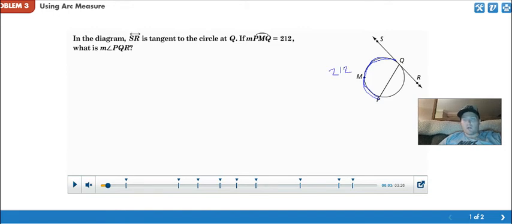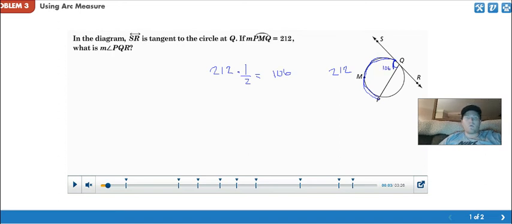If we are trying to find this inscribed angle right here, to find out what that angle is, we would take 212 and divide that by 2, or multiply that by 1/2. 212 divided by 2 is going to give me 106. So this angle right here is going to be 106.